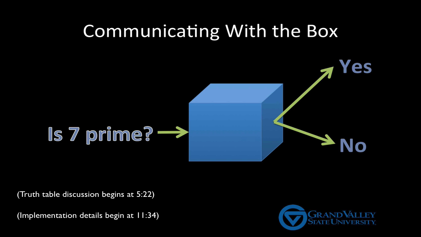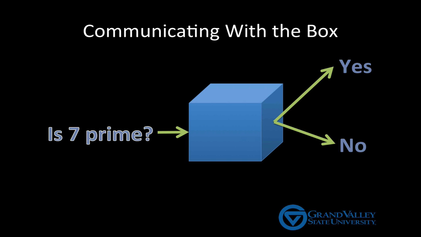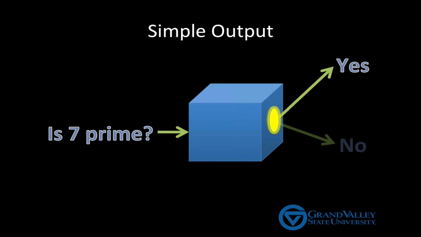The first thing we need to do is figure out how to communicate with the box. In order to make it as easy as possible to learn how the box works, we want to choose a communication method that is as easy as possible to implement. In other words, we want to keep the inside of the box as simple as possible, even if it makes the box more difficult to use. With that in mind, for now, the box is going to talk to us using a single light. If the light is on, the answer is yes, and if the light is off, the answer is no.